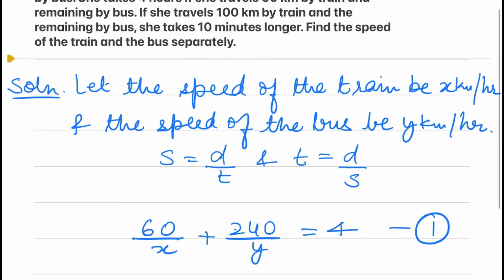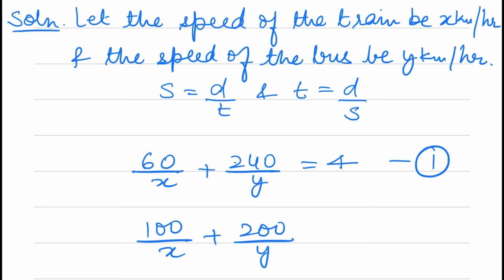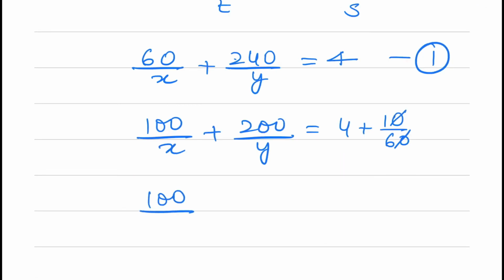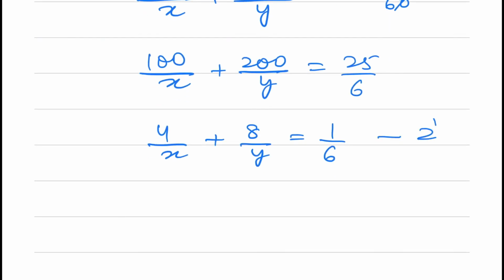Secondly, they are saying 100 kilometer by train. So we have 100 by x plus remaining will be 200, because total distance is 300, by y. 10 minutes longer. So 4 plus 10 by 60, that will be in hours. So 4 1 by 6, 100 by x plus 200 by y is equal to 4 1 by 6, so 25 by 6. 25 is common in all these. So 4 by x plus 8 by y is equal to 1 by 6. This is the second equation.